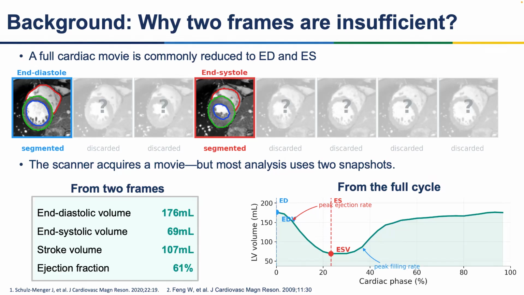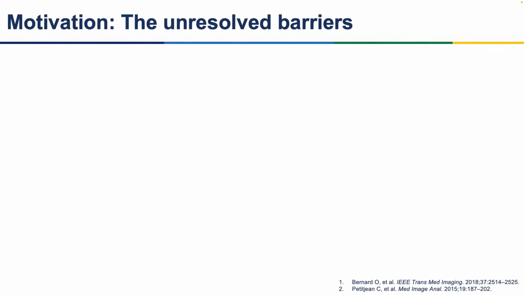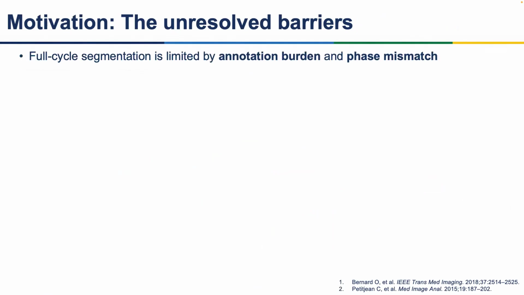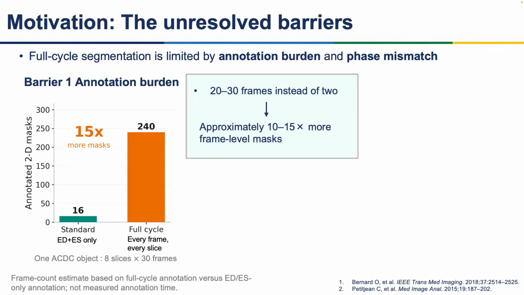The reason is not that the intermediate frames are unimportant. The problem is that reliable full cycle segmentation remains difficult. So why do we not simply segment every frame? Full cycle segmentation is limited by annotation burden and phase mismatch, unfortunately. For annotation burden, annotating a complete 20 to 30 frame Cine sequence across multiple slices requires substantially more frame-level masks than conventional ED and ES annotation.